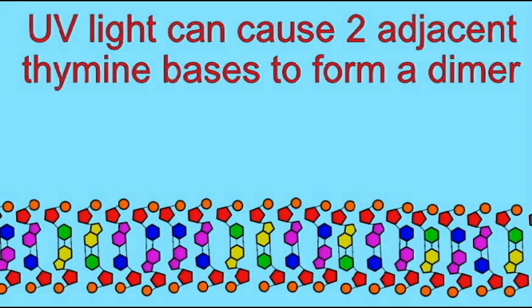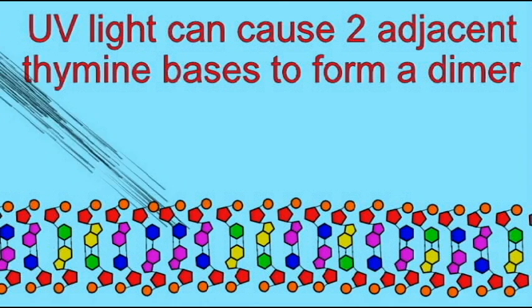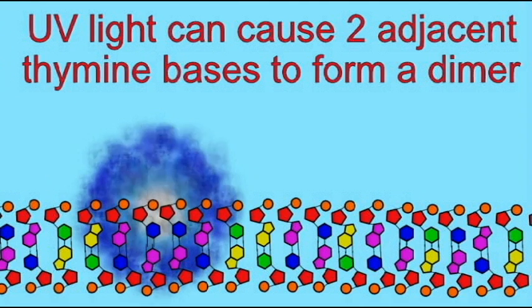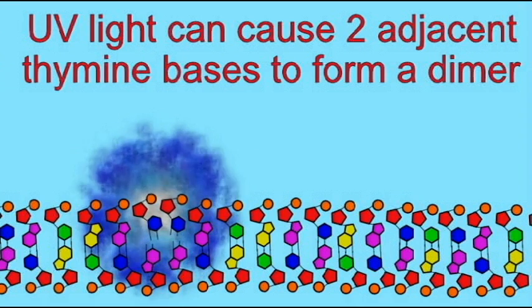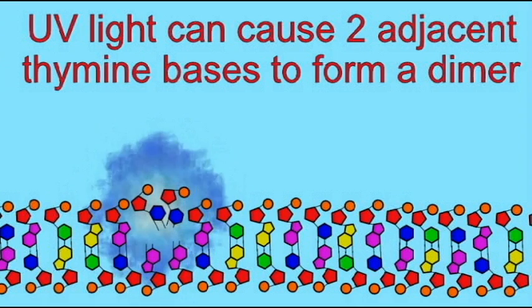Ultraviolet light can cause two thymine nucleotides, which are adjacent to each other, to adhere, thus forming a thymine dimer. The next time the cell replicates, these two bases may be interpreted as being a single nucleotide, and thus this would cause a mutation.